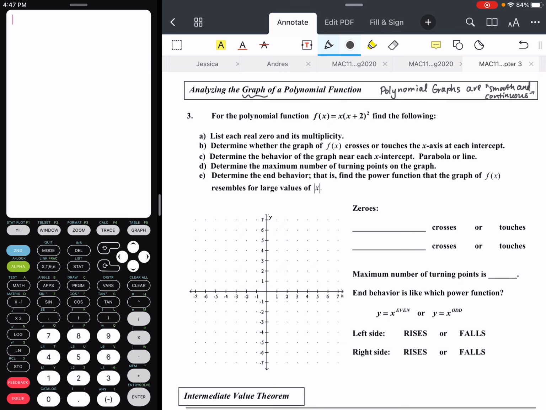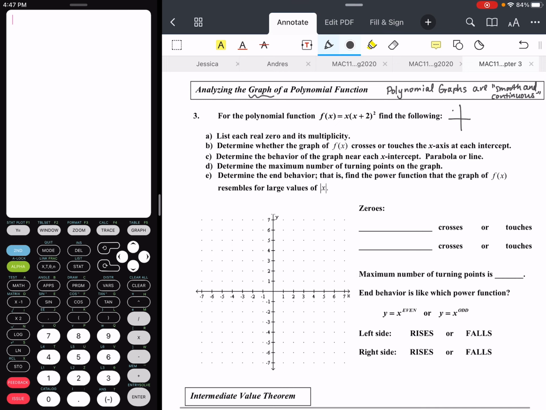So when I say smooth, like an absolute value function would not be smooth because it's got that sharp corner there. So that's not smooth and continuous. Smooth is kind of like curvy. Continuous means you're never lifting your pencil. There's never a gap in your graph. So I just want to point out that fact of polynomial functions.